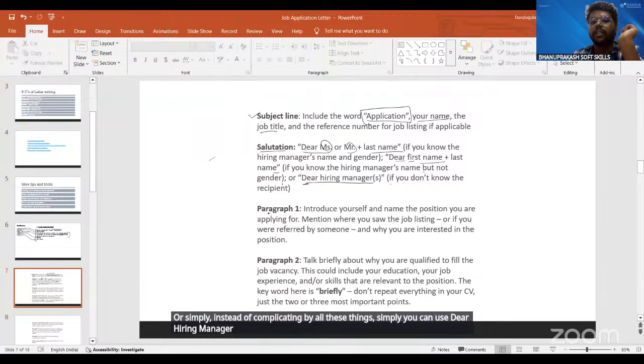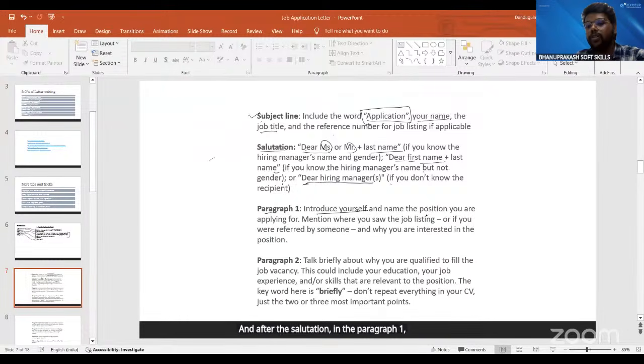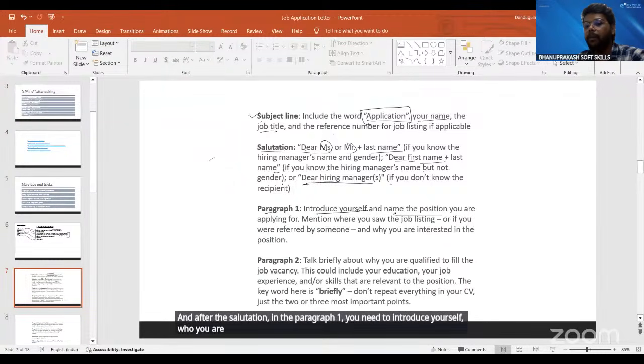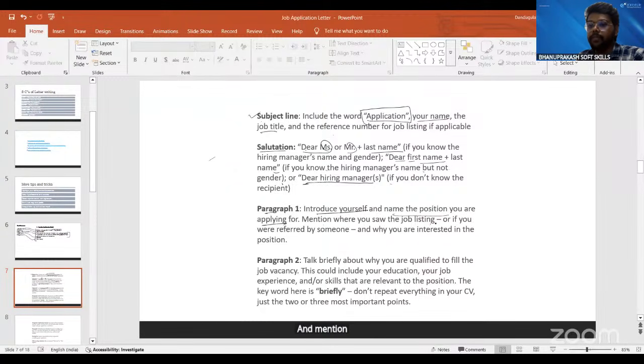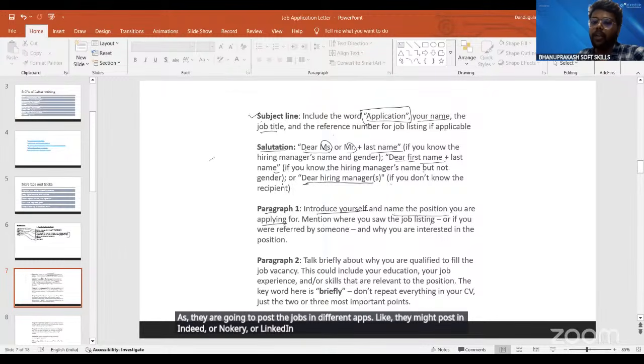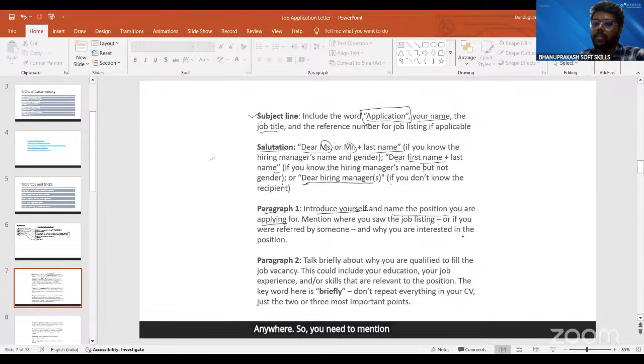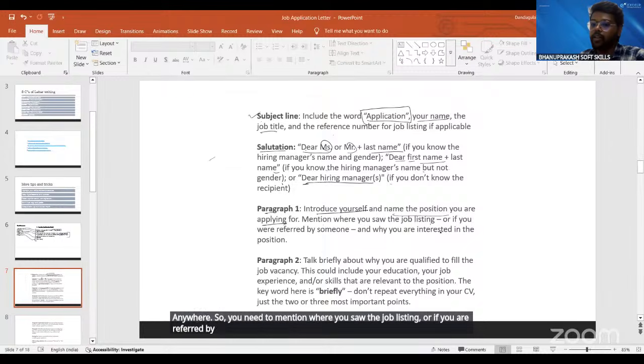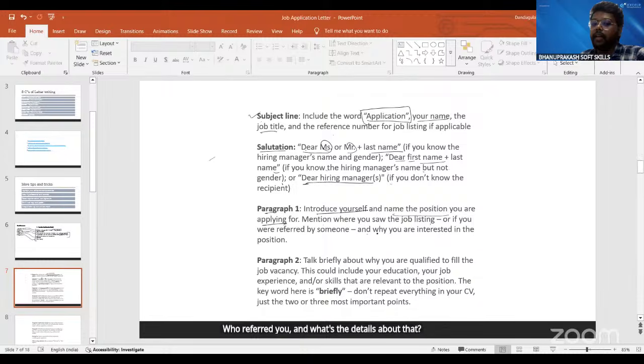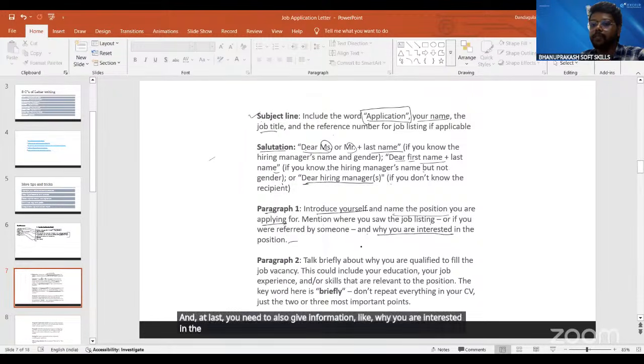And after the salutation, in paragraph 1, you need to introduce yourself, who you are, and the position you are applying for, and mention where you saw the job listing, as they are going to post jobs in different apps. Like they might post in Indeed or Naukri or LinkedIn, anywhere. So you need to mention where you saw the job listing. Or if you are referred by someone, then you can also mention who referred you and the details about that. And at last, you need to also give information on why you are interested in the position.